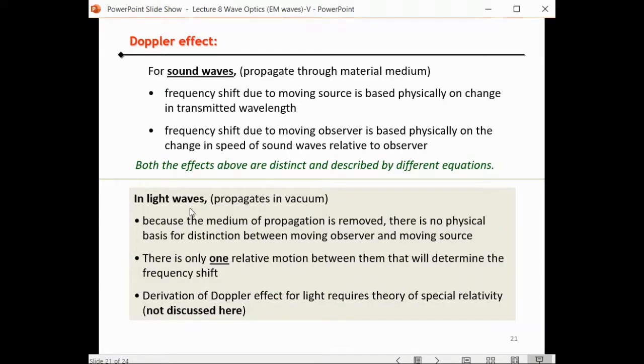In the case of light waves, which are transverse EM waves assumed to propagate in vacuum here, there is no medium of propagation, hence no physical basis for distinguishing between moving observer or moving source. Here we define only one relative motion between the source and the observer that will determine the frequency shift. To derive the Doppler effect for light waves, the theory of special relativity is required. However, we will not discuss that here.